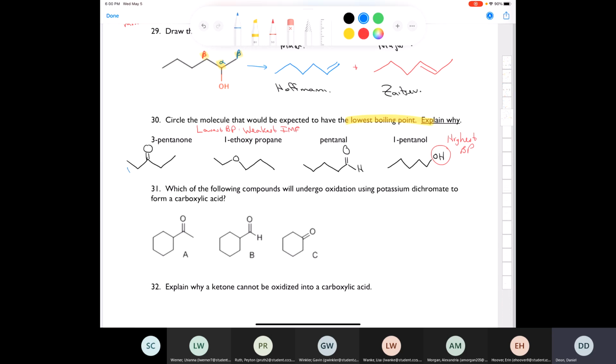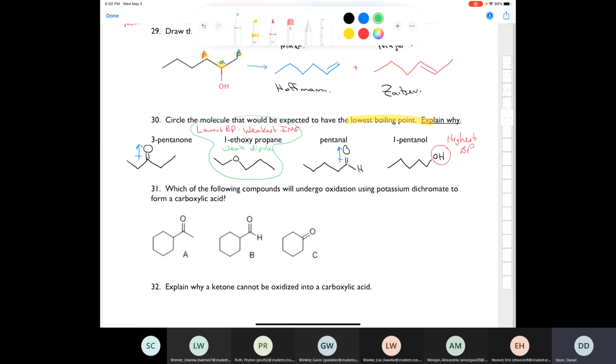If we compare the ketone and the aldehyde, it's actually difficult to tell the difference between those. They would have similar boiling points, but they have really strong dipoles because of the carbonyls. The ether does have a dipole, but it is a weak dipole. And since it's got a similar molar mass to pentanal and 3-pentanone, it's going to have the lowest boiling point of all.